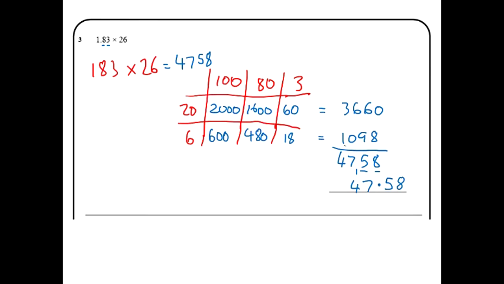47.58. Another way of testing that is rounding these numbers. So that number there, well, that's roughly 2, that's roughly 25, so 2 times 25 is 50, so our answer needs to be roughly 50, so 47.58, that's roughly 50.